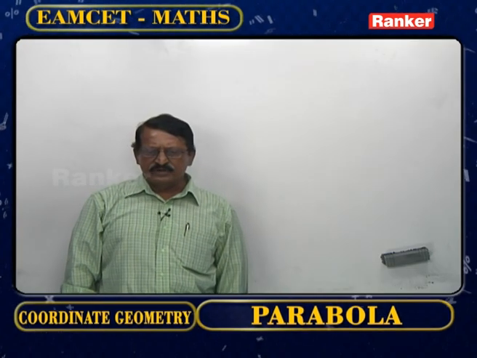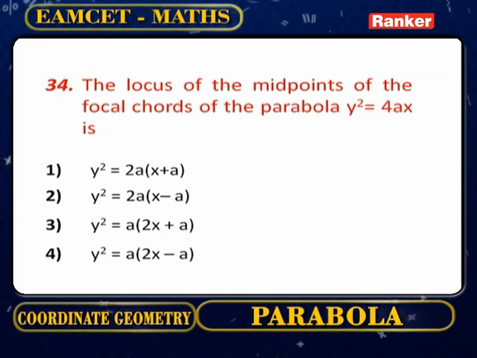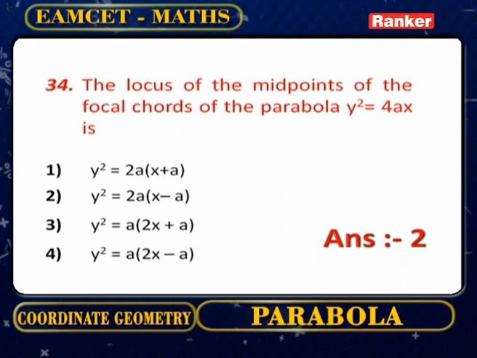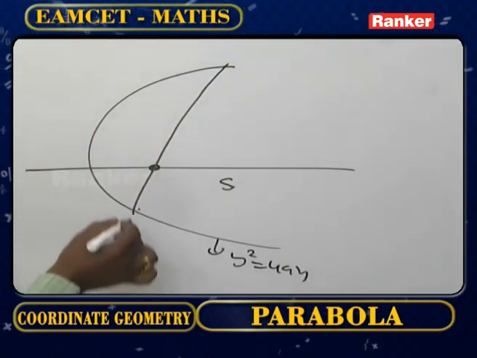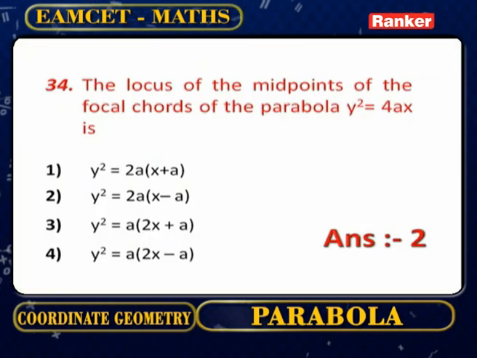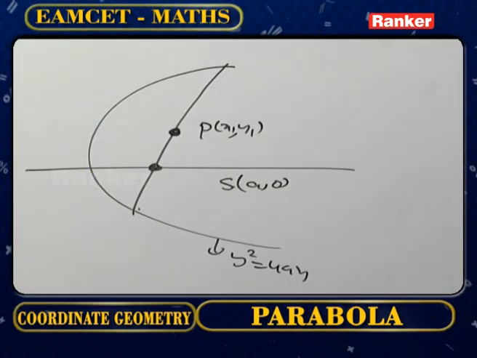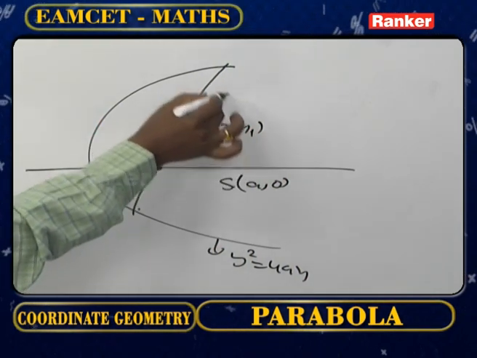Now second option. The locus of midpoints of focal chords of the parabola y square equals 4ax. S is the focus. A chord passing through the focus is called a focal chord. Required is the locus of midpoints of all these chords passing through the focus (a, 0). First consider P(x1, y1) is the midpoint of the chord.